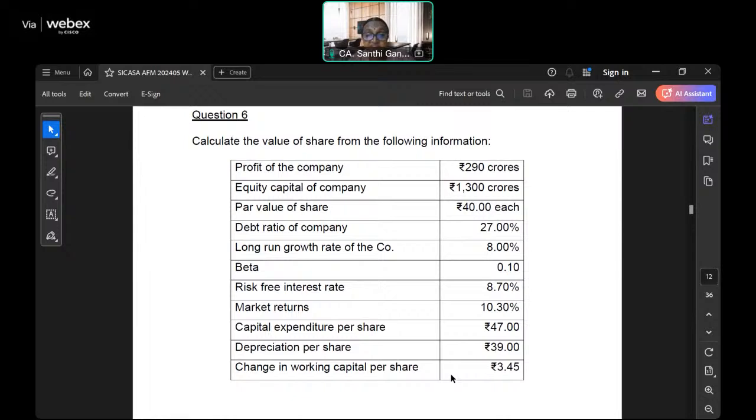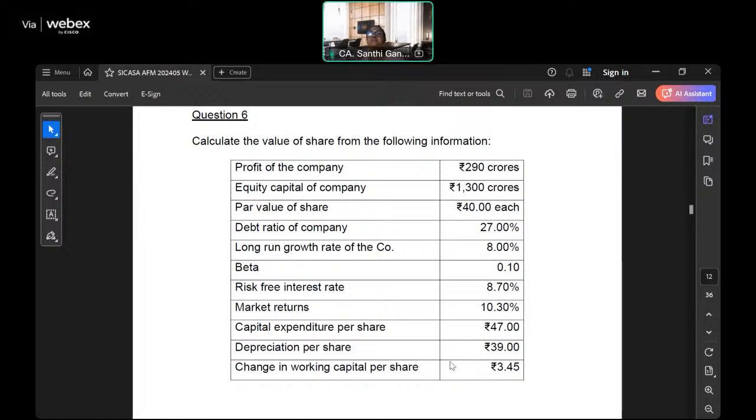Then capital expenditure is given. Is that an outflow? Yes. Depreciation per share is given. To the extent of depreciation, there has not been a cash outflow, so cash will be more by that amount. Change in working capital is given. Now, change in working capital can be increase or decrease. What is it in this case? Is this change in working capital an increase in working capital or a decrease in working capital?